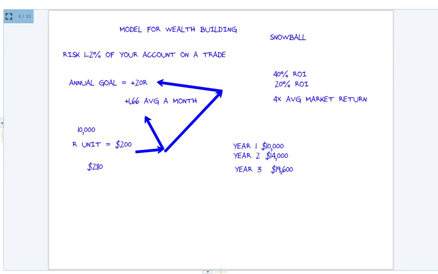Day trading is income. That's what you're going to use to live off, right? 20 hours a month is income. Wealth building is not to make money. It's to build and grow the account.